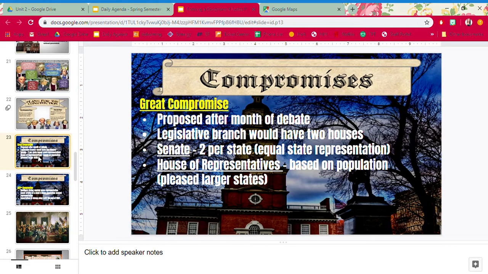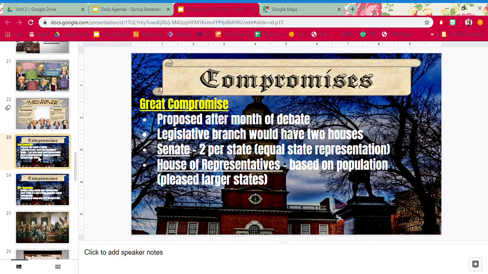There's the Senate, where every single state gets to send two representatives. And so therefore, every state has equal representation, right? Every state gets to send two, no matter your population. And then the other house, the other group, is the House of Representatives. And this one is based off of population. So if you have more people in your state, you get more representatives here, right?